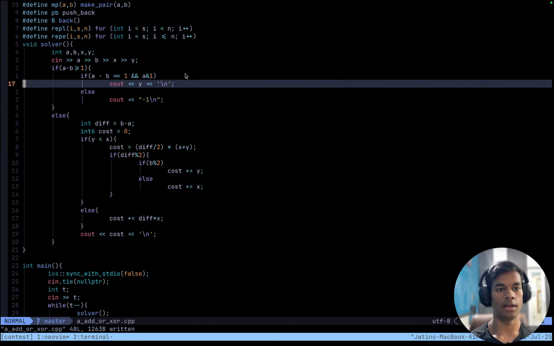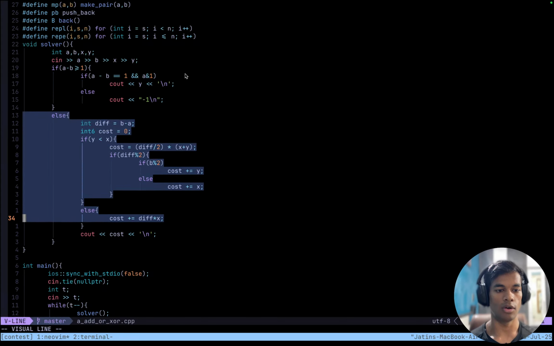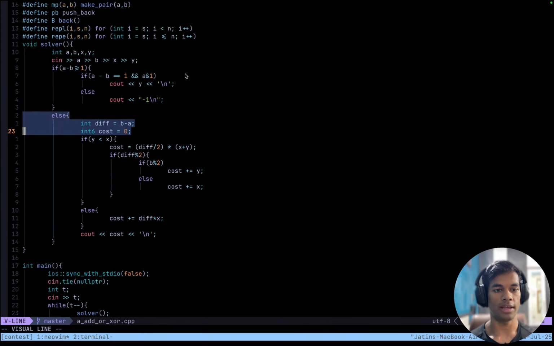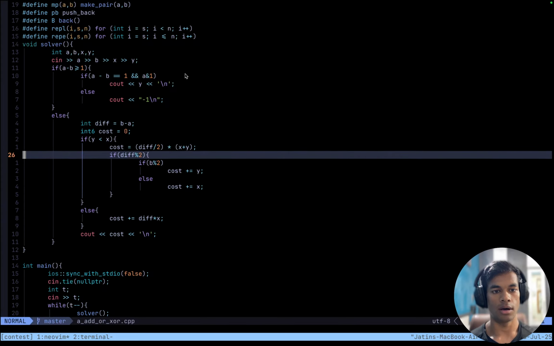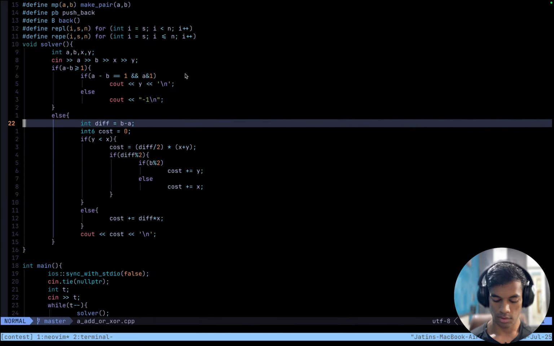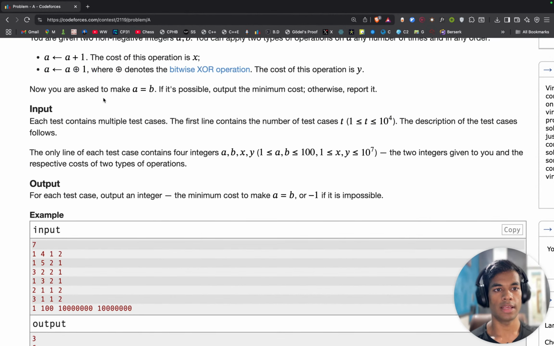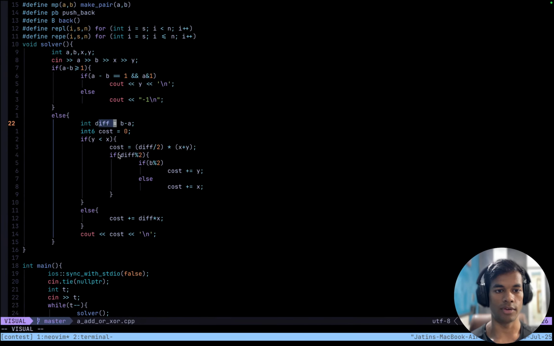Yep. And if that is not the case, if a is either lower than or equal to b, then this is what I'm doing. I find the diff, so I have to increase a by diff, and cost initially is 0. Now, if y is lower than x, that is, the cost of this XOR is lower than the cost of adding one, then we would like to use as many XORs as we can while covering up the difference.